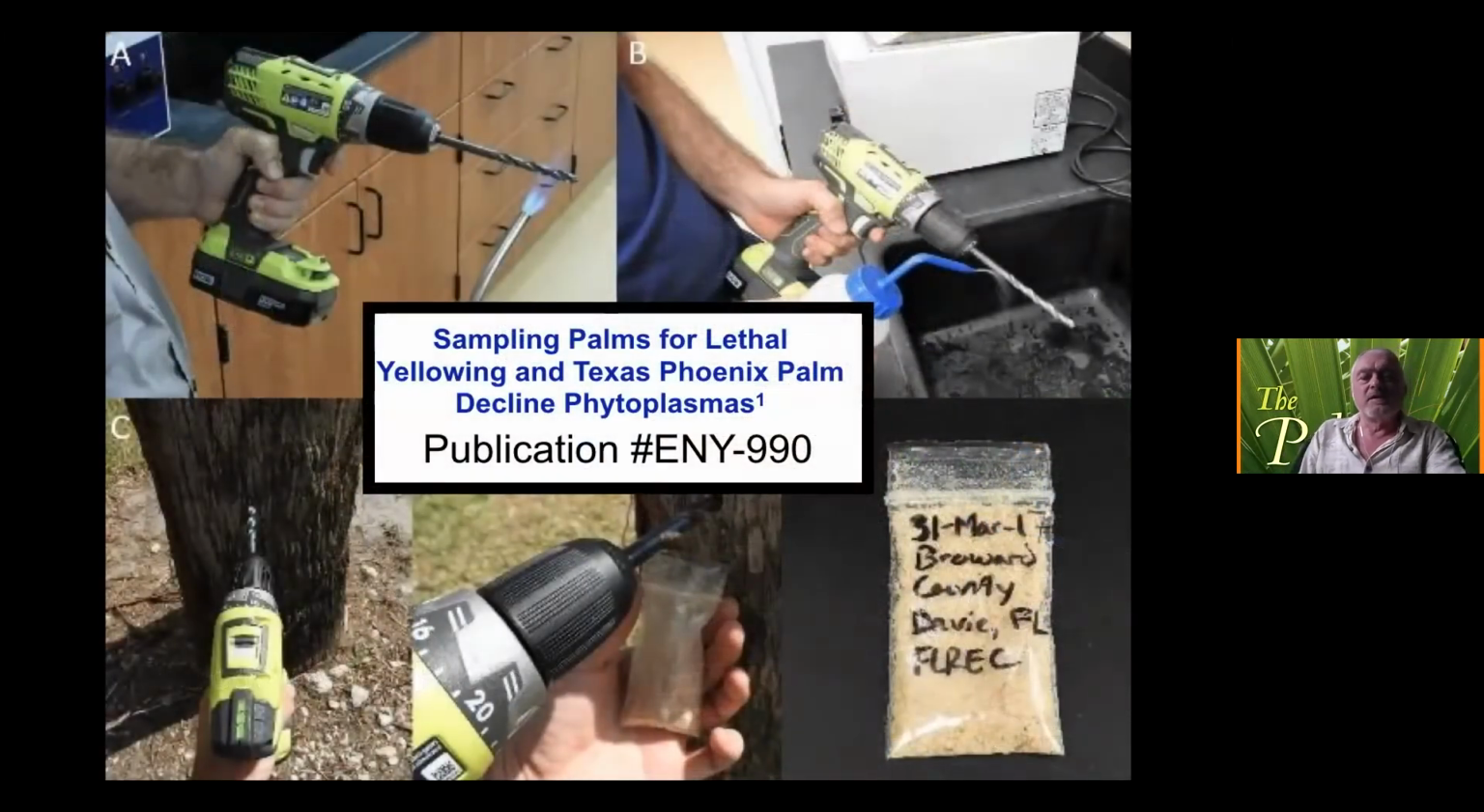So there is a way to tell if you have the disease in your tree. It involves sterilizing a drill and collecting a sample and keeping it cold. And if you're interested, you can access this IFAS publication that explains how to do it and where to send it. It costs about $75 to have it tested.